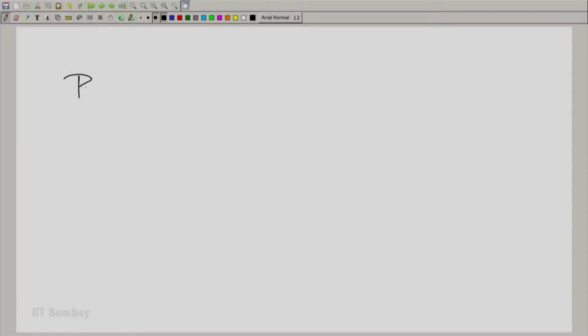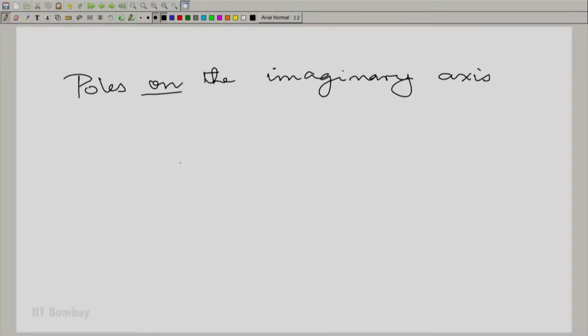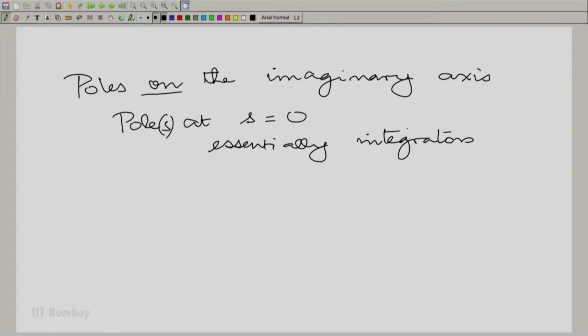Now, you know, this poles on the imaginary axis is a bit of a special case. Let us discuss it in some depth with a little bit of discussion. So, poles on the imaginary axis. So, there is a pole at S equal to 0, one or more. It is very clear that these cause instability, because these are essentially integrators. But suppose the poles are not at S equal to 0.